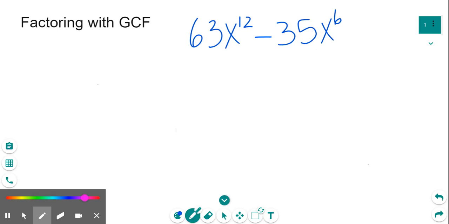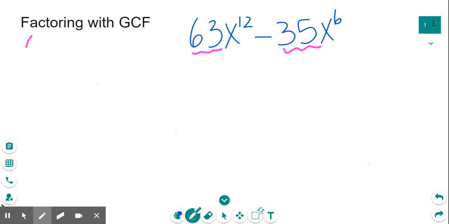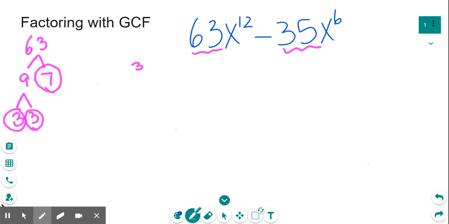All right, here we have another binomial, and we're going to use GCF to factor it. So first I'm going to start off with just the numbers, 63 and 35. So let's factor 63. All right, so I have 9 times 7. That's one way to get 63. 7 is a prime number, so there's no way to break that up anymore. And then 9 can be broken up into 3 times 3, and those two are primes. So the prime factorization of 63 is 3 times 3 times 7.